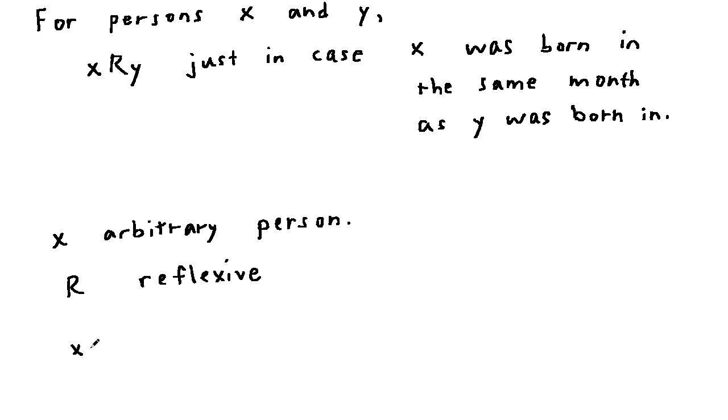Let X and Y be arbitrary people, and suppose X was born in the same month as Y was born in. Then Y was born in the same month as X was born in. Hence R is symmetric.